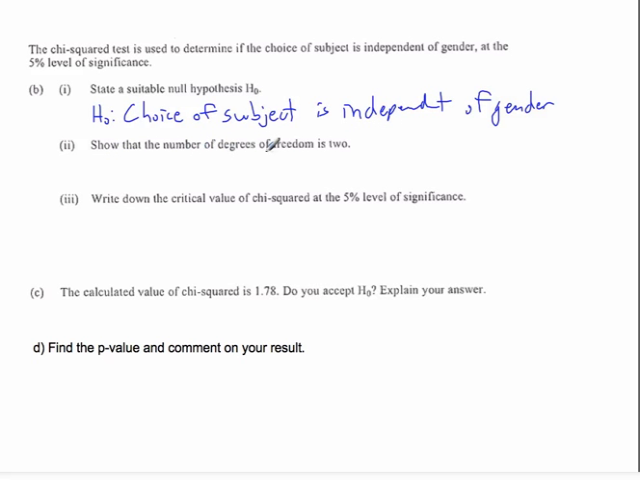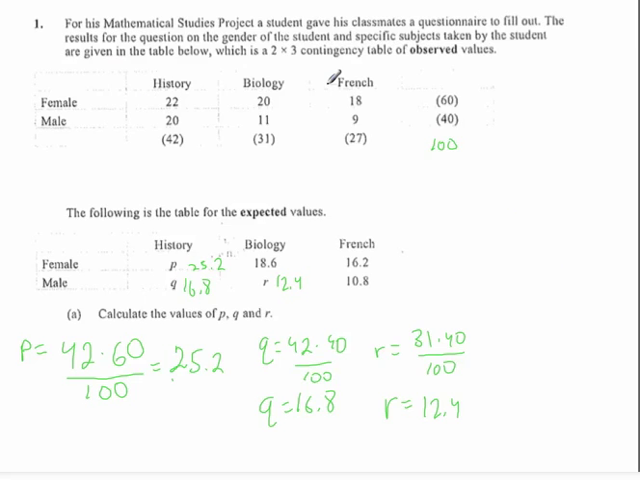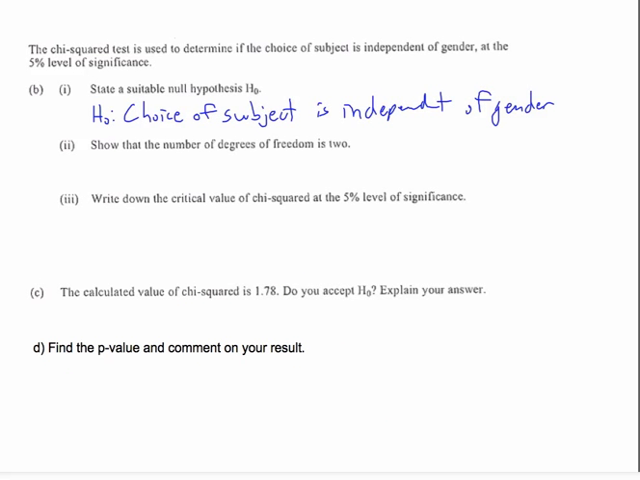Show that the number of degrees of freedom is 2. Well, we have a 2 by 3 contingency table. So the degrees of freedom equals 2 minus 1 times 3 minus 1, which equals 1 times 2, which equals 2. So the degrees of freedom is 2.